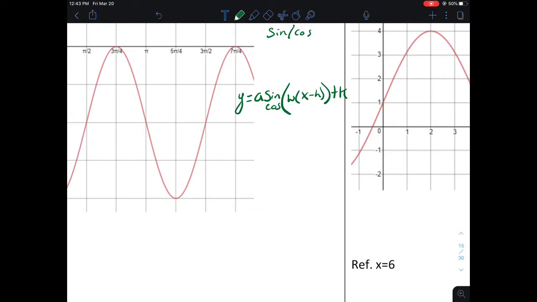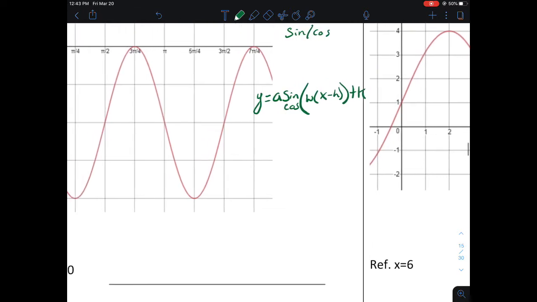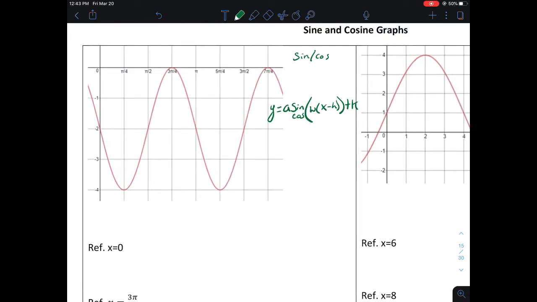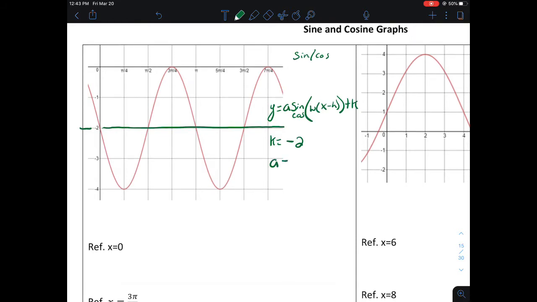Now, A is the amplitude, and K is the midline, so I'm going to identify those two first. K is my midline, and looking at the graph, the midline is halfway between the maximum and the minimum vertically, so that's going to be right here. My midline is at -2, so that's what K is going to be. The amplitude is the maximum displacement in any one direction from the midline to a peak. So my amplitude would be 2. I have an amplitude of 2 and a midline of -2.